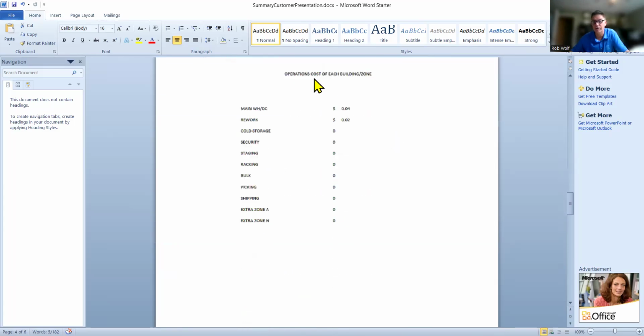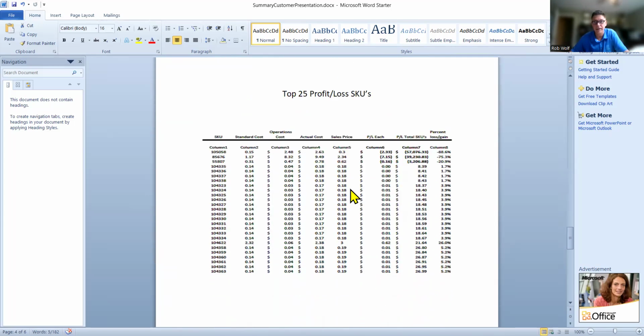I'll break it down: here's what it's costing you in each building and in each zone. Like I said, in this example, we've got 4 cents at the main DC and 2 cents in rework, but we didn't put anything else. But you might have multiple zones. Then we've got our top 25 items that you're losing money on, and it goes all the way up to the profit items. Obviously, you want to focus your attention there. And then I could get you your top 25 that you're making money on, and maybe you're not making as much as you thought. Or we could go to 50 items, whatever we agree upon.